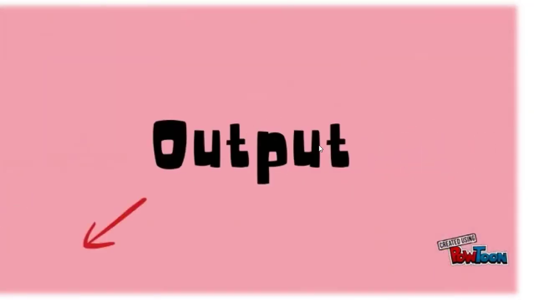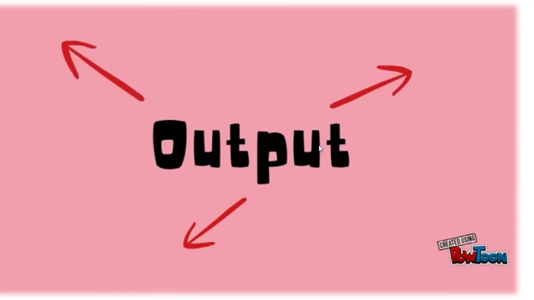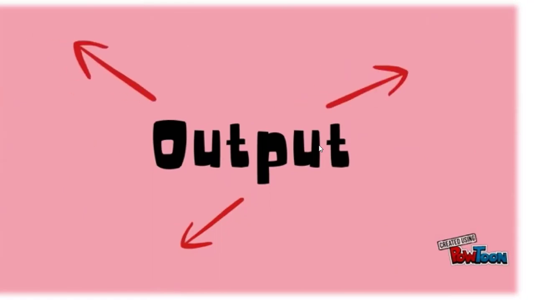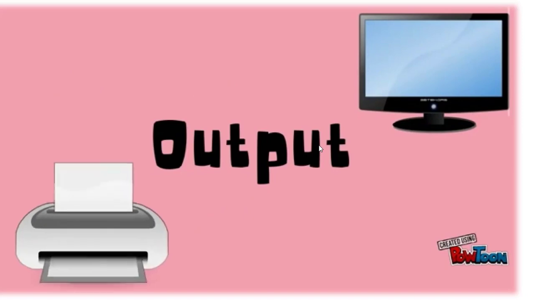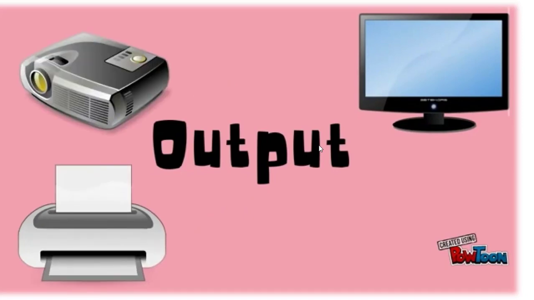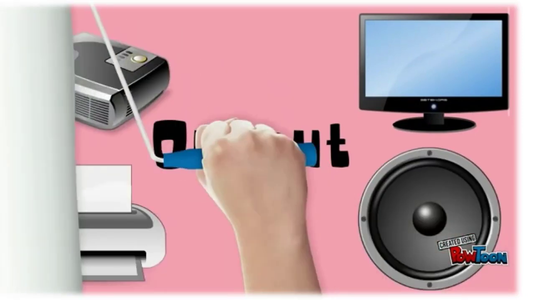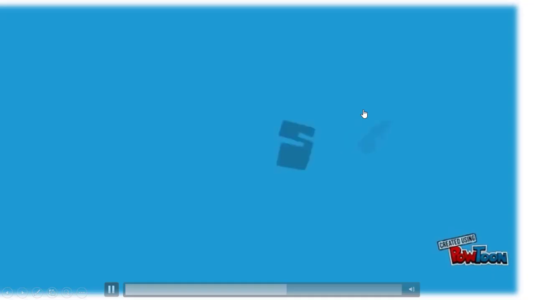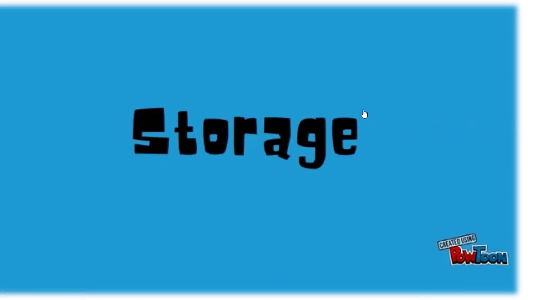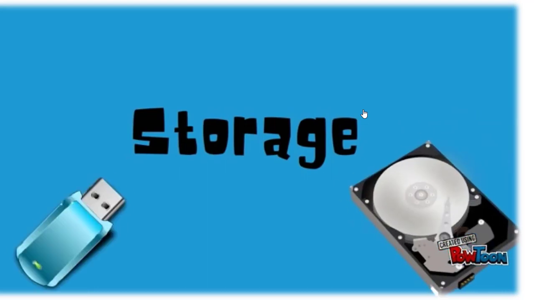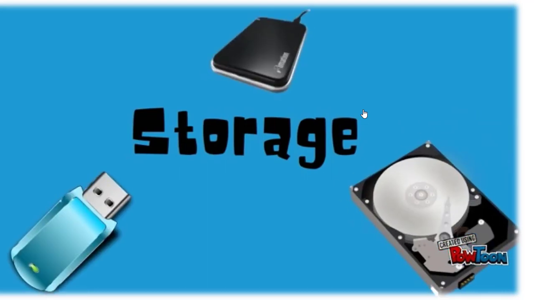Output devices take the information within the computer and present it in a form that we can understand. Examples are the monitor, printer, projector, and speakers. Storage devices store information to be recalled and used at a later time. These include the hard disk, USB flash, and the external drive.